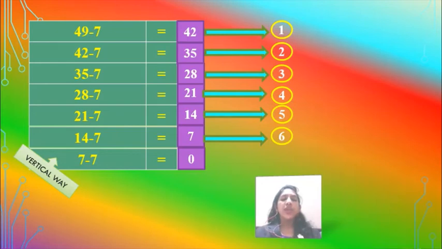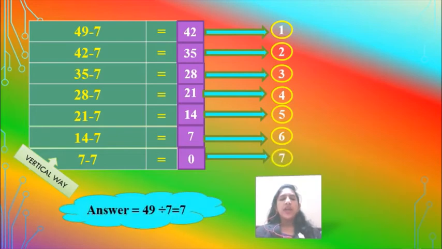No stickers with me. And how many times did I need to subtract to get 0 as my remainder? I subtracted 7 times, right? 7 times. You can see the counting here, 1 to 7. When I subtracted the 7th time, I got my remainder as 0. So my answer will be 49 divided by 7 will give me 7 as my answer to the division.